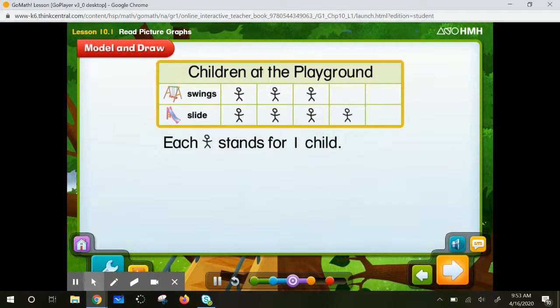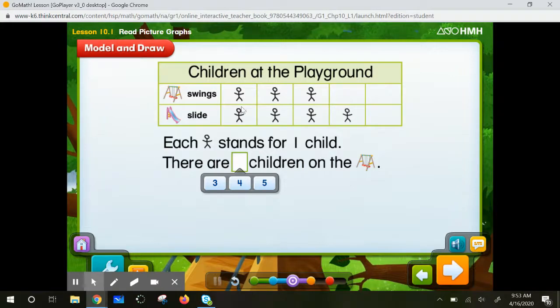A picture graph uses pictures to show information. This picture graph shows the number of children playing on the swings and slide at the playground. But what does each stick figure mean? Each stick figure stands for one child on the playground. How can you find the number of children on the swings? You can count the number of stick figures in that row. So how many children are on the swings? That's right. There are three stick figures, so there are three children on the swings.